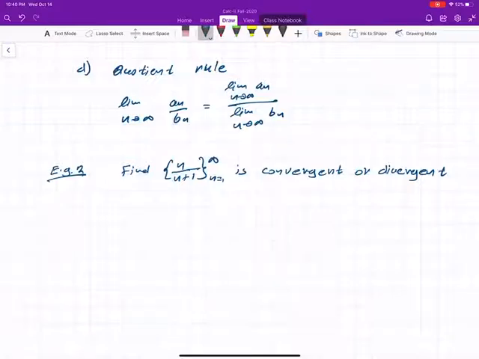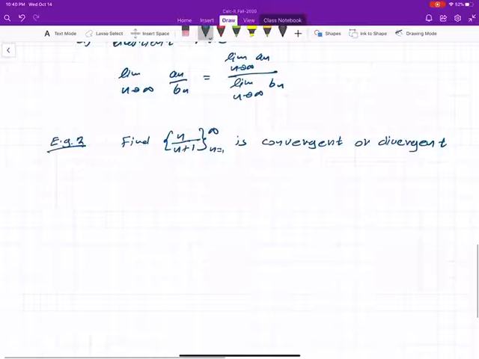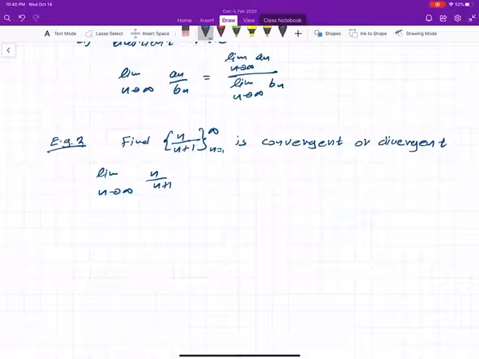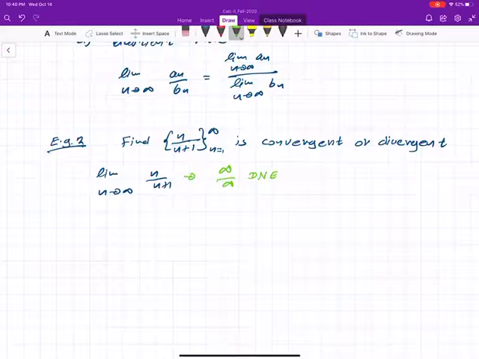Okay, you have to find whether this is convergent or divergent. For that you have to get the limits. That's the first part. You write the limit as n goes to infinity, you find the limit of that. Alright, if you apply the limit right here, what you get here is infinity over infinity. Okay, so this does not exist. So you can't just apply the limit.